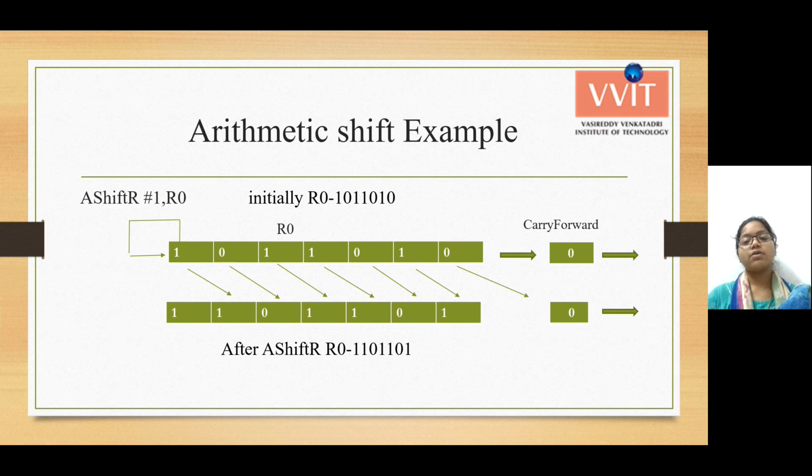Now, I think you have got clarity on how the logical shift instructions and the arithmetic shift instruction will operate. The major difference is that in logical shift the empty bit positions are filled with zeros, whereas in arithmetic shift the MSB bit is filled in the empty bit position. Hence, this is all about the logical shift and arithmetic shift.